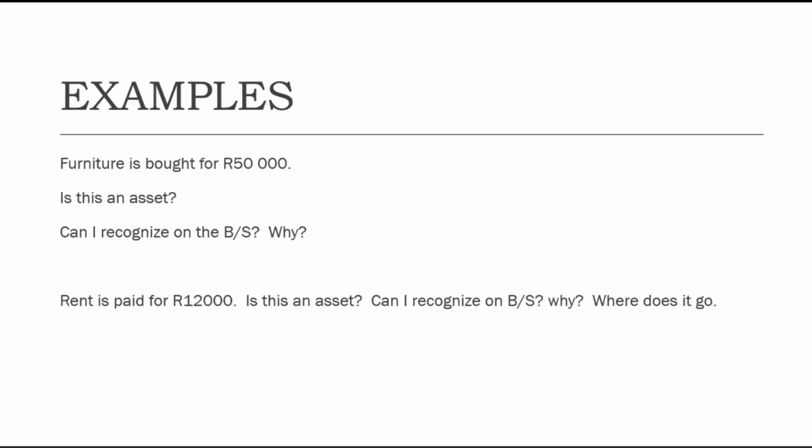So let's take an example. Furniture is bought for 50,000. Is this an asset? And if it's an asset, why is it an asset? Furniture is bought for 50,000. Is this furniture an asset? Does it meet the definition of an asset? That's what the question is asking. No, it doesn't. Why? Give me the reason why.